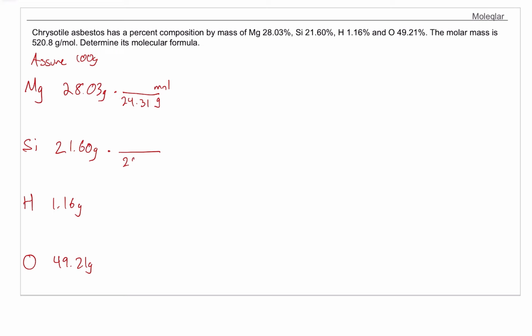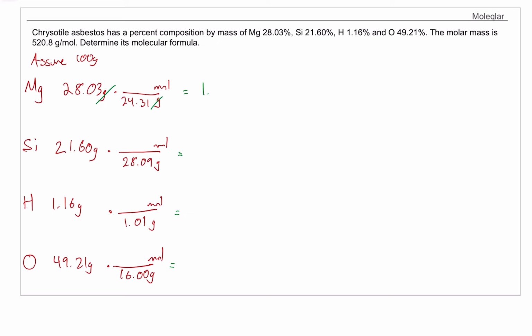So silicon is 28.09 grams per mole. Hydrogen is 1.01 grams per mole. And oxygen is 16.00 grams per mole. Now, when we do this, the grams will cancel out and we'll be left with moles for each of our calculations. So let's take a look and see what we get from each calculation.